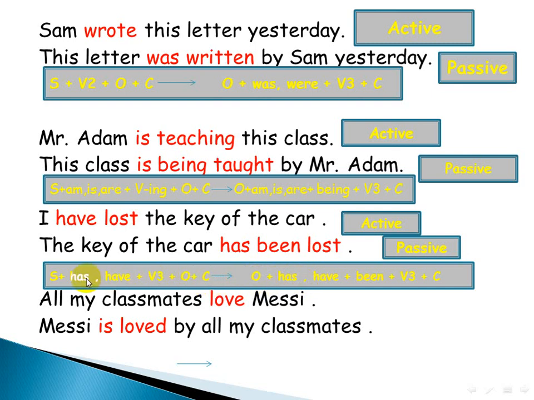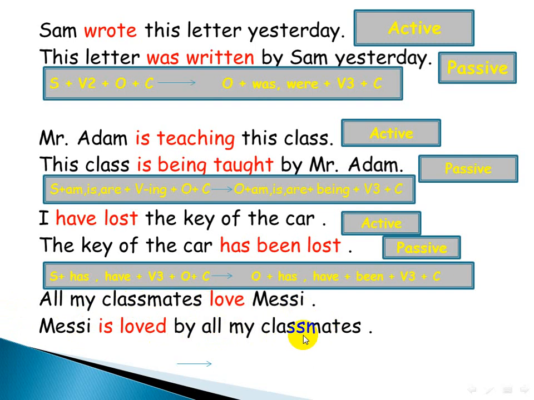So keep that in your mind. I can switch between has and have, and that depends on the subject in the first sentence and the object in the second sentence. So be careful of this point, please. The last one, I think many students will love this statement, especially Abdullah and Ghalib, right? Because this sentence is true. All my classmates love Messi. Messi is loved by all my classmates.